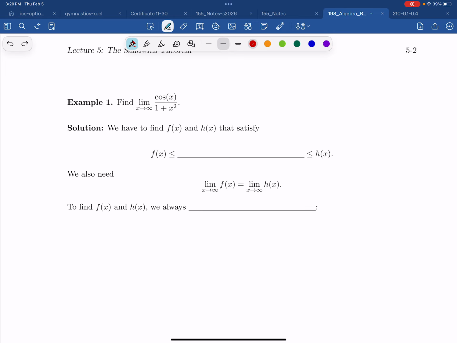So now we're going to go ahead and solve example 1. The challenge for this part is twofold. Number 1, we have to find a lower and upper bounding function for our function, which in this case is cosine of x over 1 plus x squared. And then we also need to show that these lower and upper bounds have the same limit. It's actually not so bad to find some lower bound and some upper bound for the function. It's a little more tricky to do it and ensure that they have the same limit.